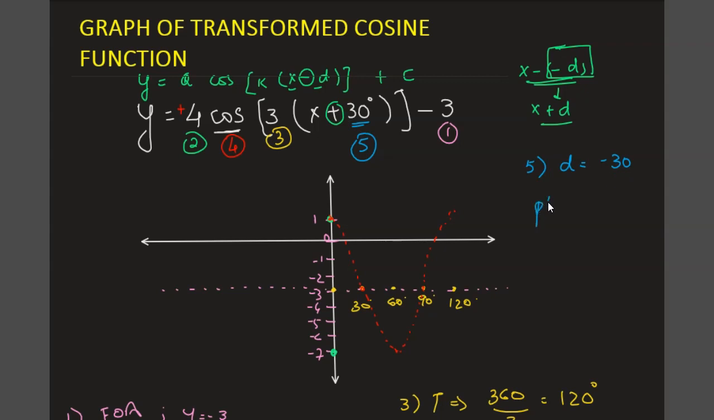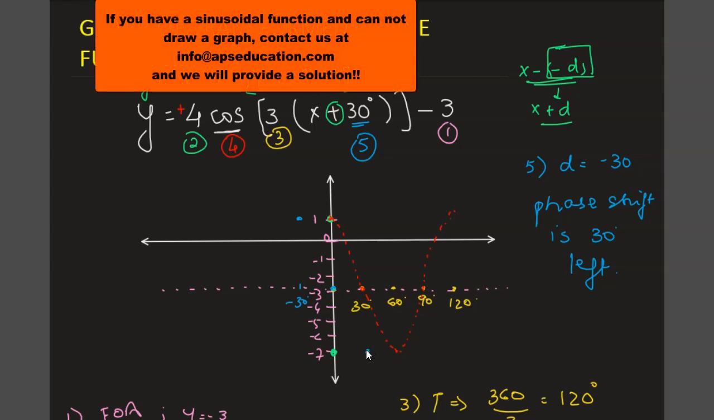-30 means your phase shift is 30 degrees left. 30 degrees left means we're going to move everything left 30 degrees. So the first point, instead of being at 0 degrees, would be at -30. So if this side is positive 30, this side will be -30. So my first point will be here. This point will shift 30 degrees left, this point as well, and this point as well. And now when I join these points, this blue graph is my final graph of this function.